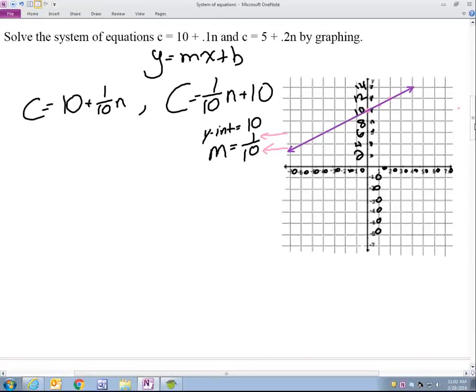That's the solution to one of them. Now we have to find the other one. So I have C equals 5 and 2, or 1/5 actually, so 2/10. n, which is the same thing as y. C equals.